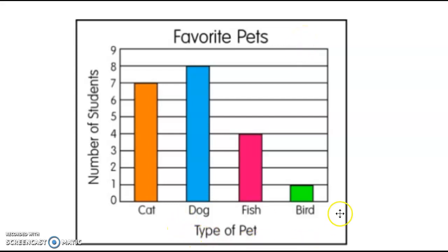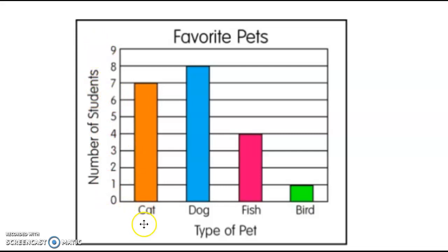And then we've got our labels or our categories down here. We have cat, dog, fish, bird. And these are the types of pets that we're asked about when collecting information or data to put in this graph. And over here on the side, we have the number of students who chose those pets.